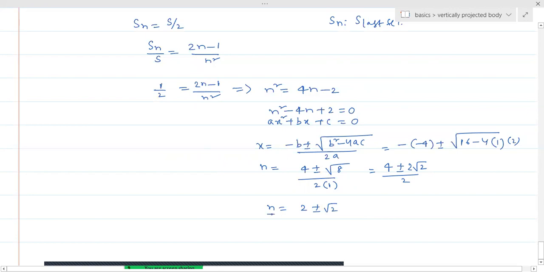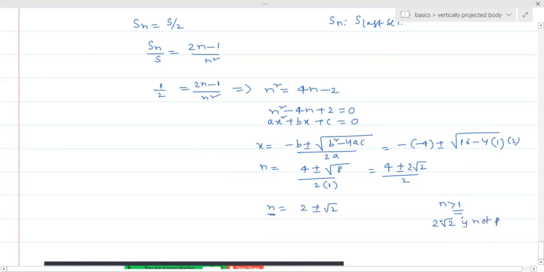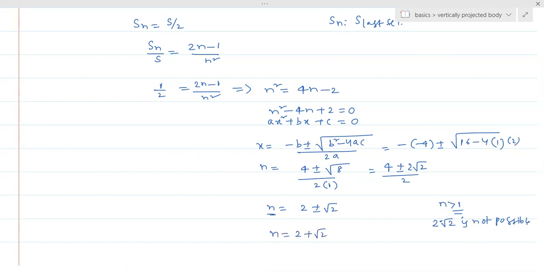But n is nothing but the last second, so definitely n should be at least more than 1. It should be greater than one, right? So 2 minus root 2 is not possible. 2 minus root 2 is not possible actually. So therefore the possible value is n equivalent to 2 plus root 2. We take n equivalent to 2 plus root 2.